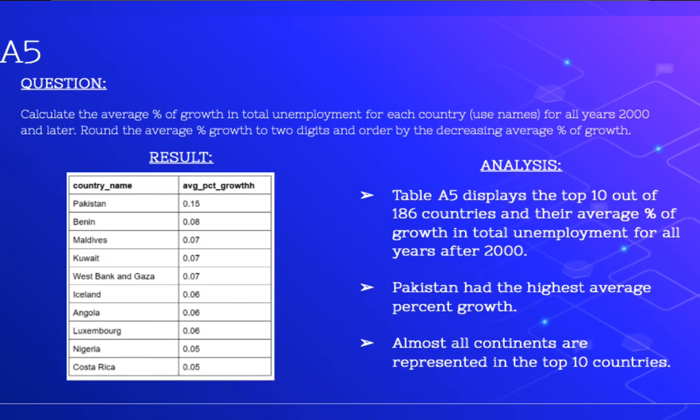And A5: calculate the percentage of growth in total unemployment for each country with names for all years 2000 and later. Round the average percentage growth to 2 digits and order by decreasing average percentage of growth. The result comes up with both country name and the average percentage growth, with a range of 5 to 15%. Table A5 displays the top 10 out of 186 countries and their average percentage of growth in total unemployment for all years after 2000. It also showed that Pakistan had the highest average percentage growth, and almost all continents were represented in the top 10 countries.